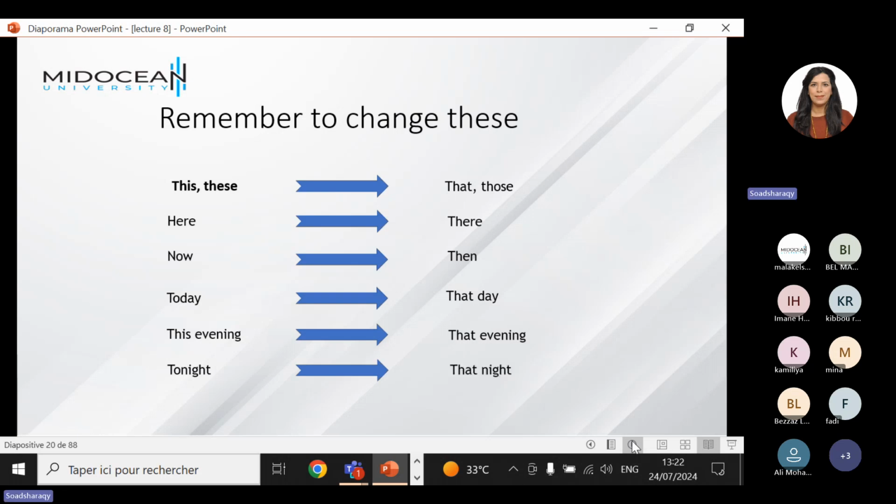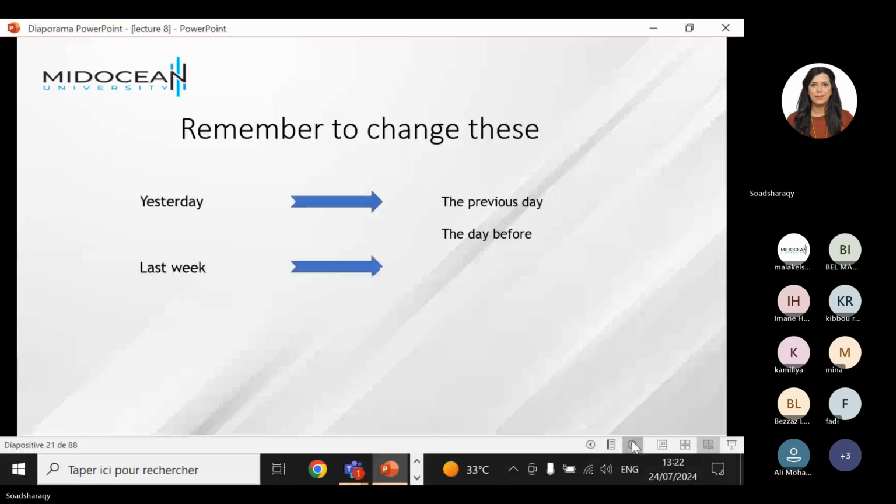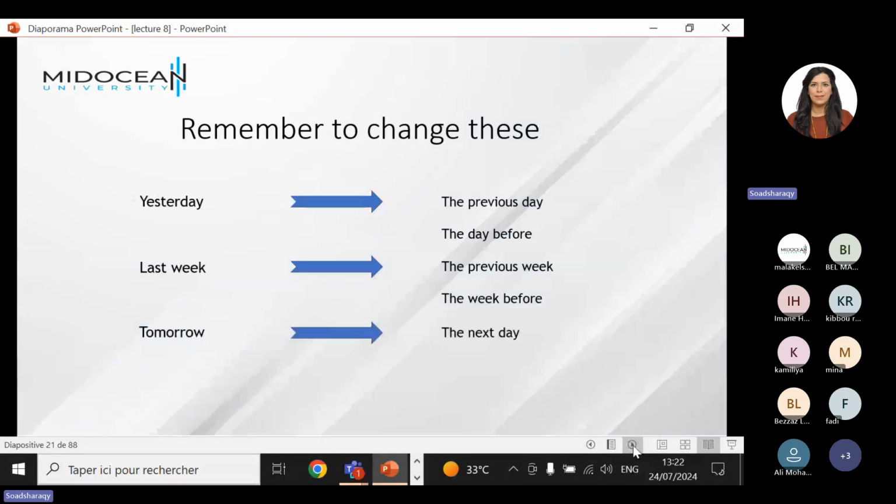Also, yesterday becomes the previous day, or the day before. Last week becomes the previous week or the week before. Tomorrow becomes the next day or the following day. Next year becomes the following year.